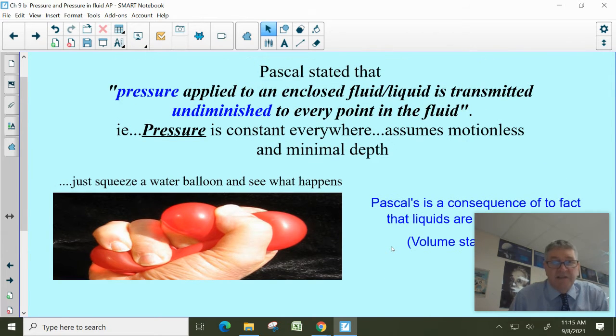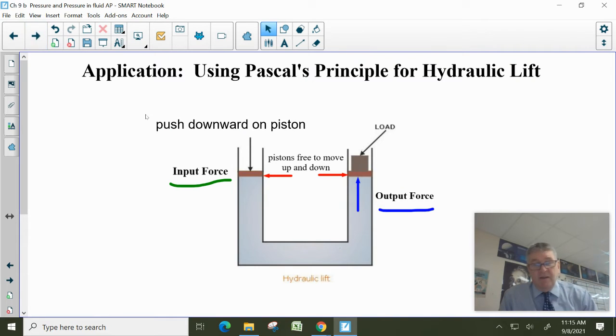Okay, and this will make sense in just a second. So again, pressure applied to an enclosed fluid is transmitted undiminished. The pressure is transmitted undiminished to every point in the fluid. Well, what's that mean? And I'll try to shoot a video and show you this as well, or I'll show it to you in class.